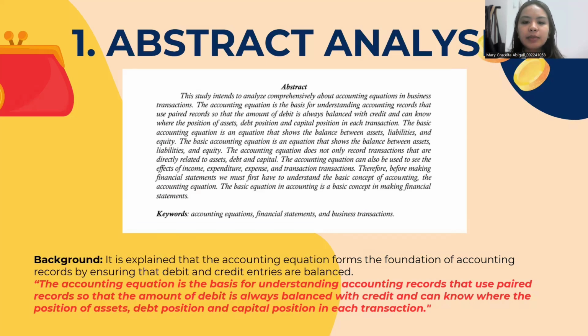First is the abstract analysis. This section analyzes the background, objectives, method, results, and conclusions contained in the abstract. 1. Starting with the background, it is explained that the accounting equation forms the foundation of accounting records by ensuring that debit and credit entries are balanced. This is stated in the abstract.